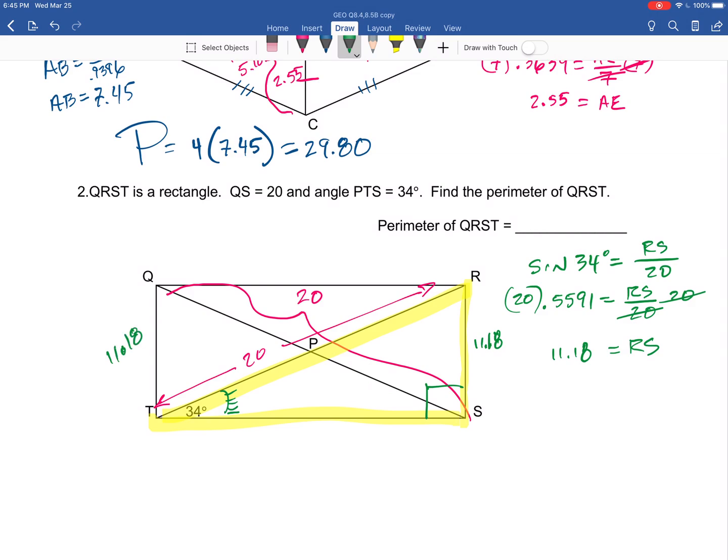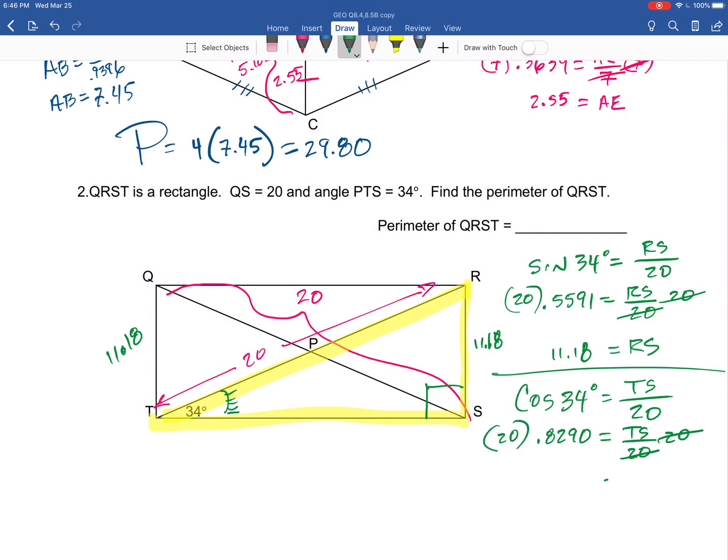Okay, now let's do the bottom side. You can do Pythagorean theorem, that's fine. I'm going to do cosine. Okay, here we go. Cosine of 34 degrees is adjacent. Adjacent is TS over the hypotenuse is 20. Let's go cosine of 34. Good. 0.8290 equals TS over 20. Multiply by 20 here. Multiply by 20 here. Here we go. TS is pretty darn close to 16.58. There we go. 16.58 here.